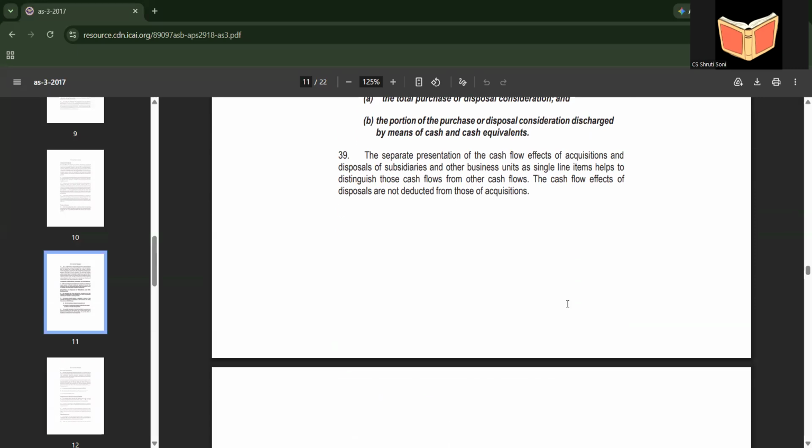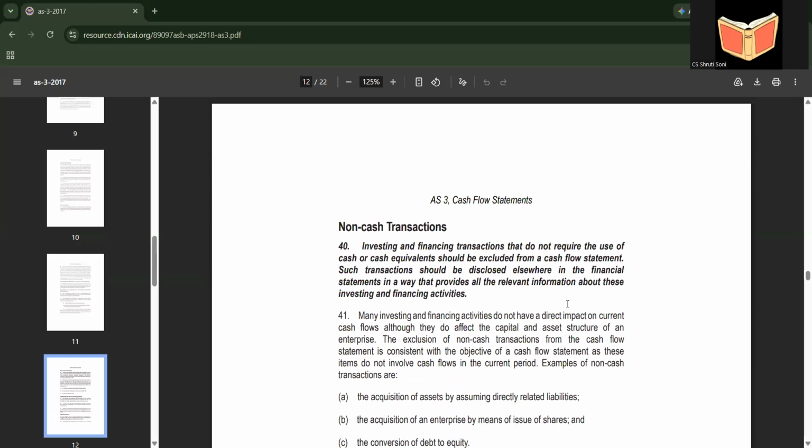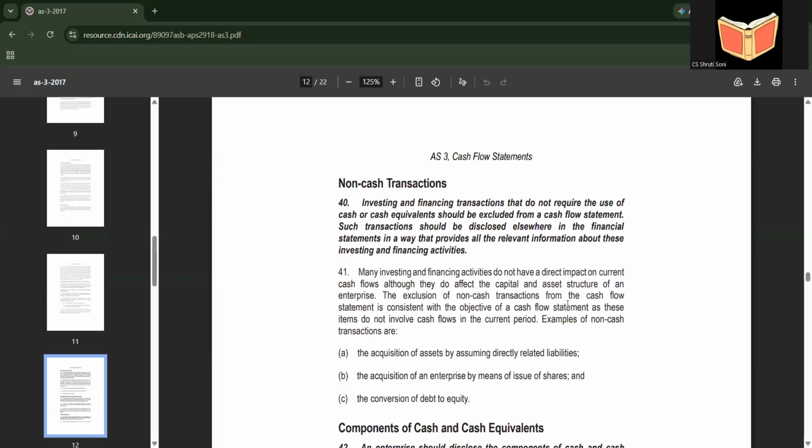And you don't net them off. We've already done a question. Now we talk about non-cash transactions.